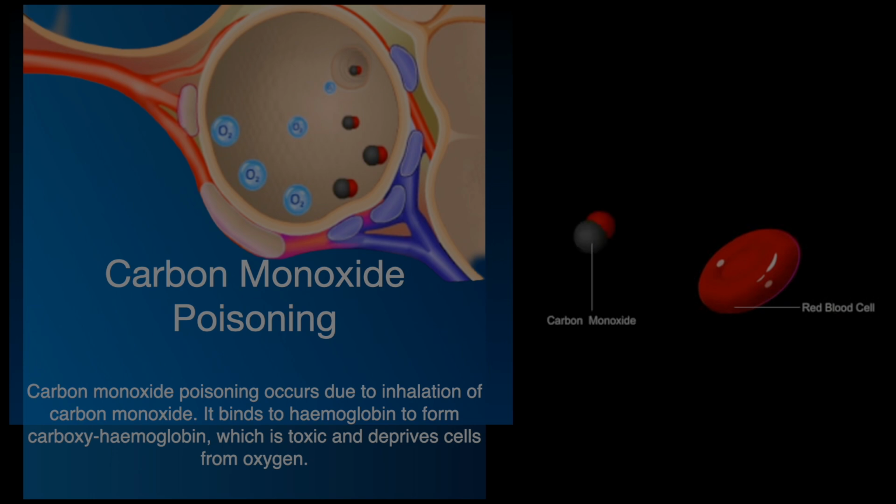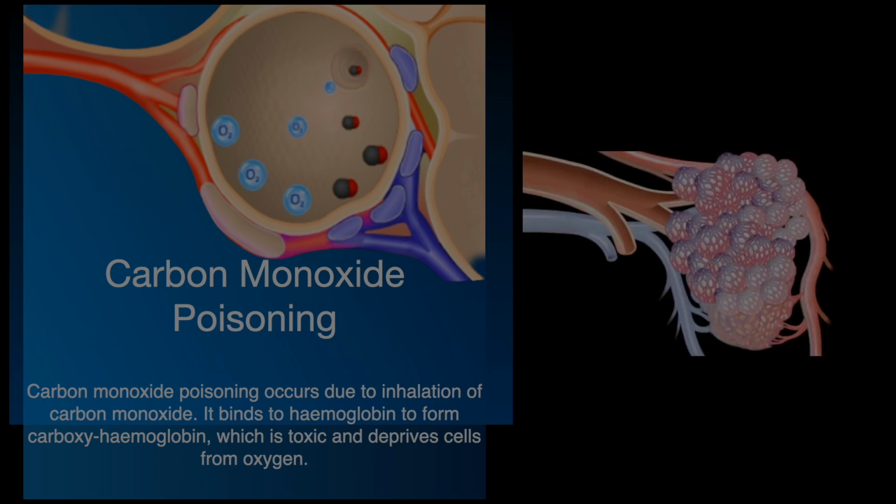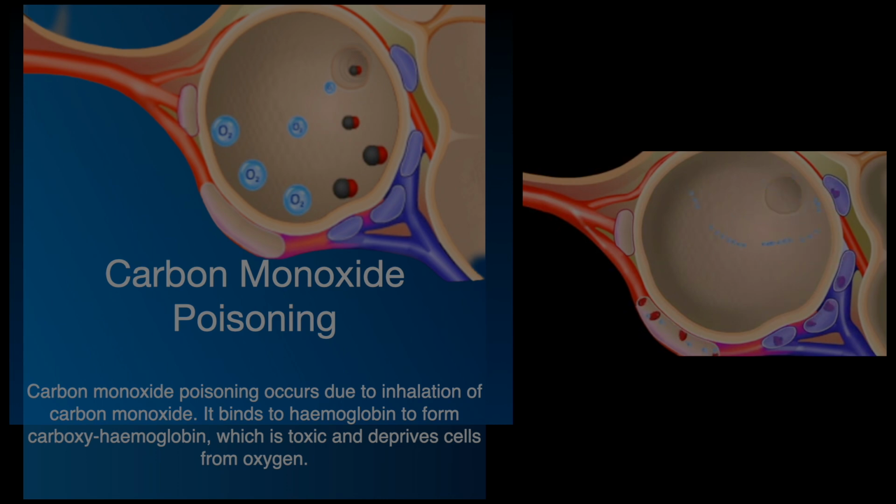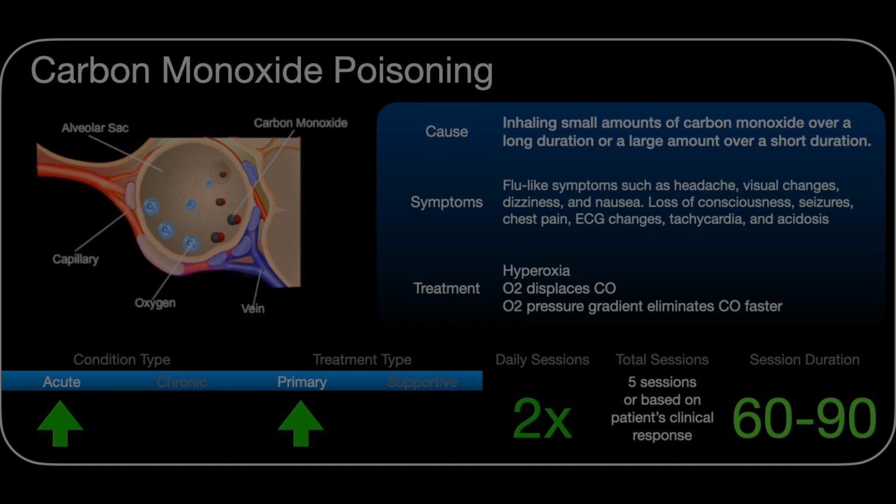Carbon monoxide poisoning occurs due to inhalation of carbon monoxide. It binds to hemoglobin to form carboxyhemoglobin, which is toxic and deprives cells of oxygen. Hyperbaric oxygen therapy is considered a primary treatment type for this acute condition. Patients are exposed to 2 sessions per day, and a total of 5 sessions can be done based on the patient's clinical response.